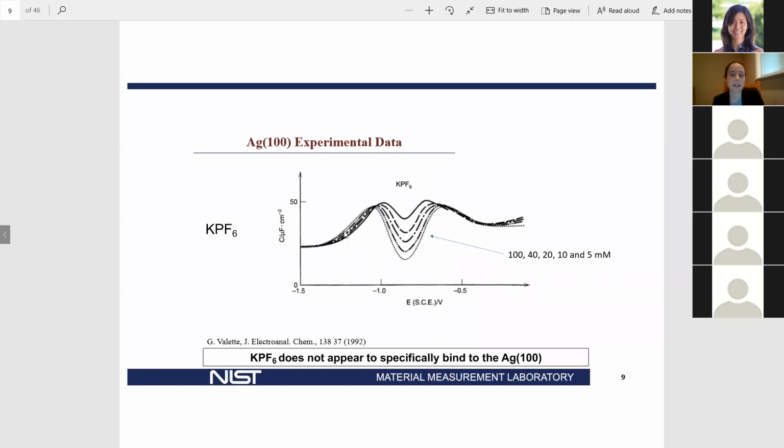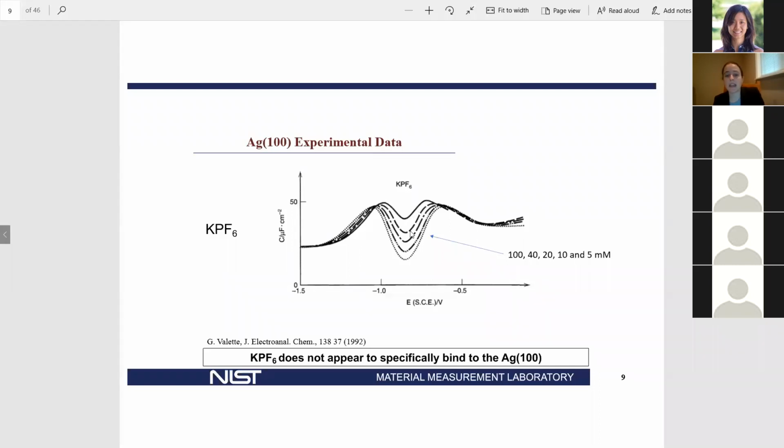And as one moves to the left, the surface is negatively charged, and so positive ions, such as the potassium, interact on the left side. And on the right side, the surface is positively charged and has negative electrolyte interacting on this side. And the symmetry implies that there is no specific binding to the silver 100.